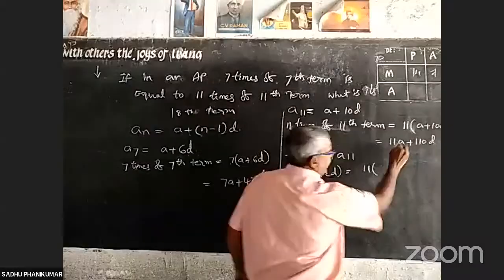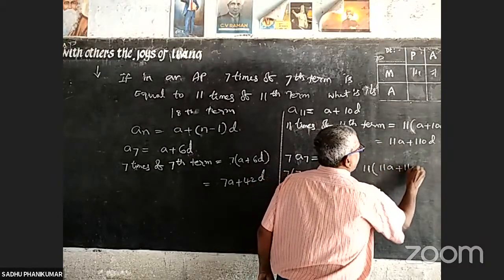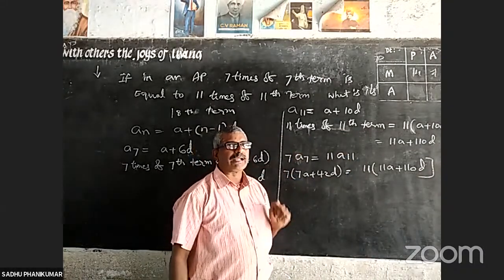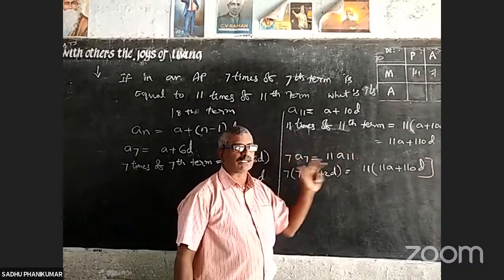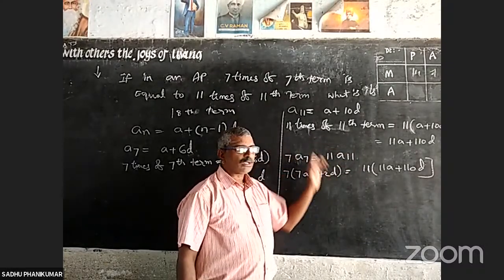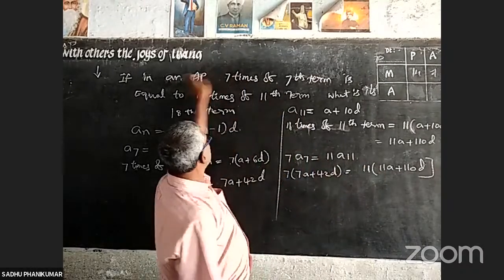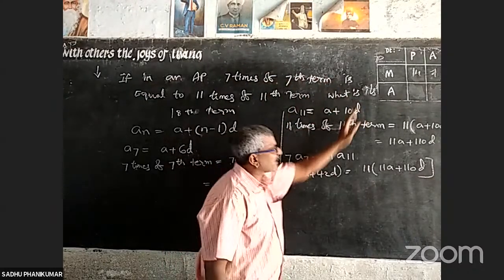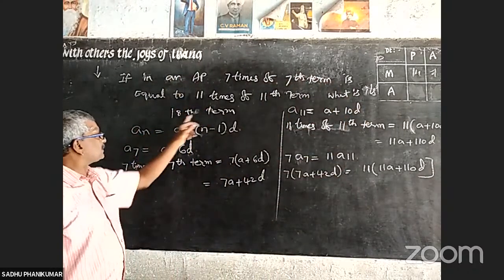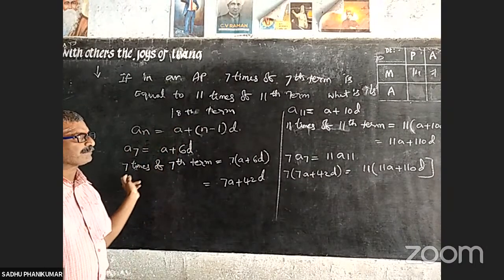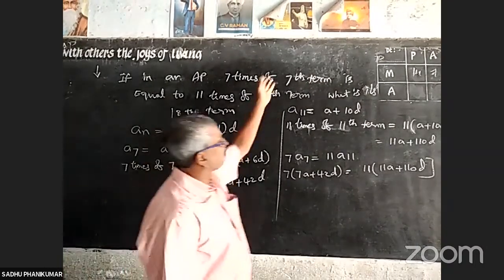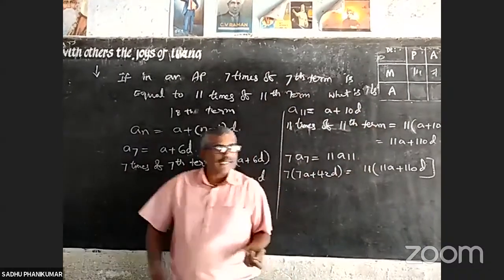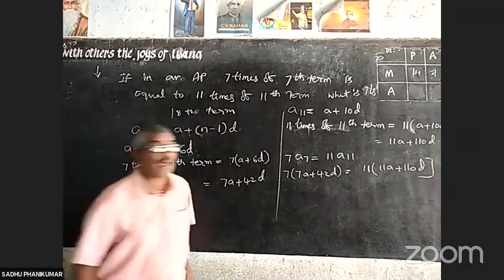Okay, 11 times the 11th term is 110d. Okay, so complete it. What will you get? Observe. I will give the answer in the next class. Okay, can we read? 7 times the 7th term is equal to 11 times the 11th term. That's why I did the 7th term first of all. After that, I find 7 times the 7th term. After that, I find the 11th term and 11 times the 11th term. Okay, what will you get? Check yourself. I will conclude it in the next class.